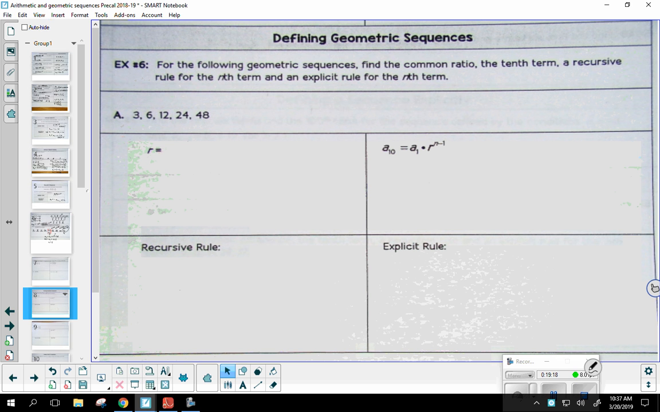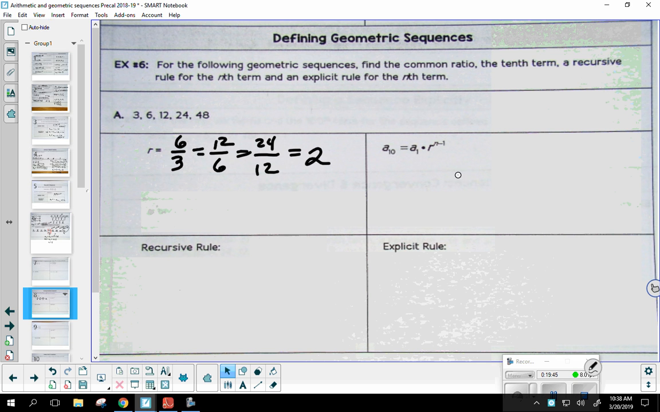Okay. All right, well, let's start by finding r. How do we do that? How do we find r if I know it's geometric? Okay, we divide consecutive numbers. So I could say the second divided by the first, 12 over 6, 24 over 12. And again, I'm just showing you that consecutive pairs, if it's geometric, should always give you the same value. So I know that my common ratio has to be 2. Okay, so that's easy enough.